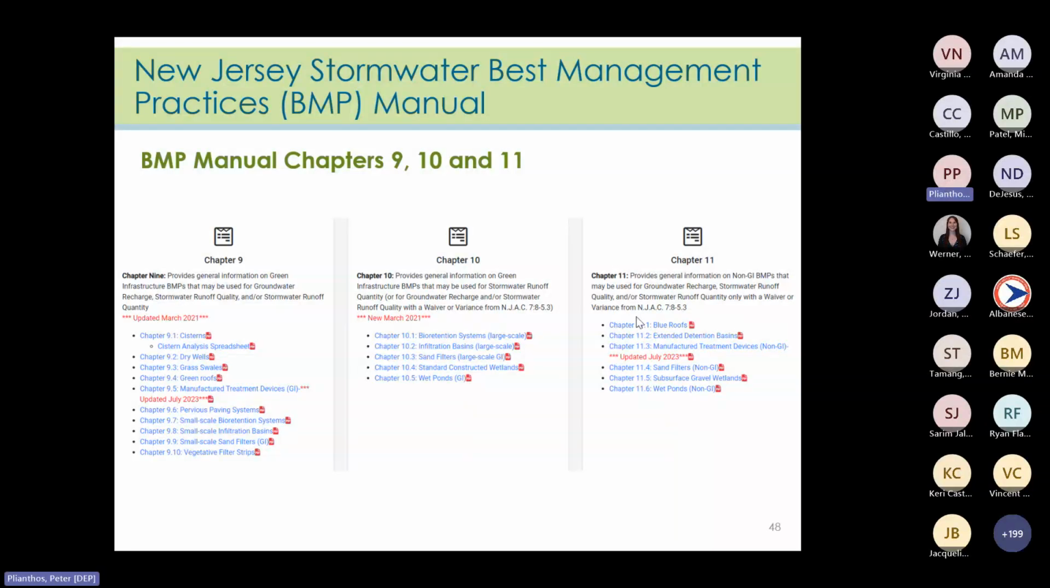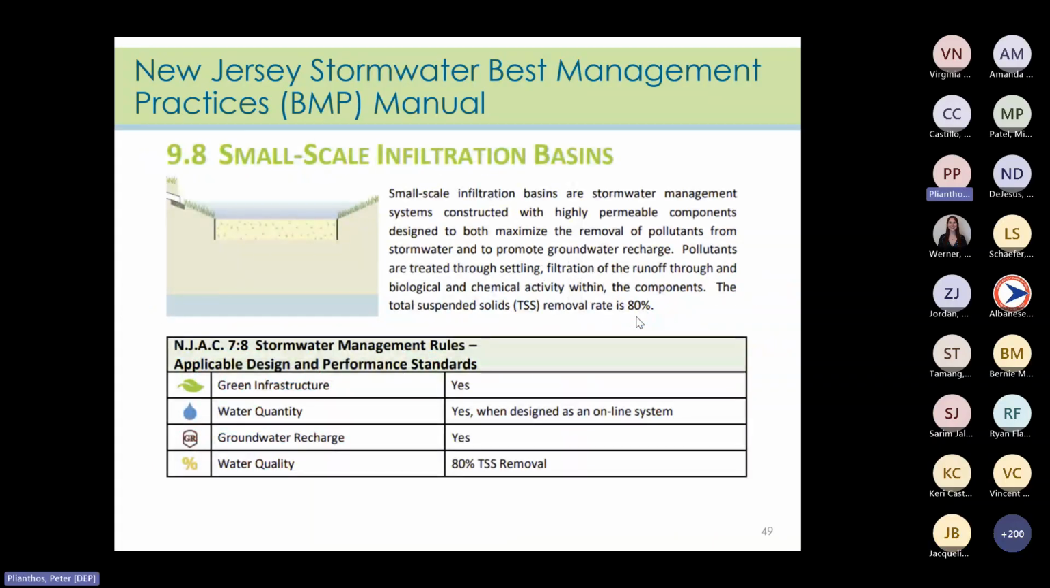Next, we'll take a look at an example cover page from a BMP chapter. As we said, Chapter 9 contains all of the GI-BMPs listed in Table 5-1. Shown here is the cover page from Chapter 9.8, which is for small-scale infiltration basins. And it's a typical example of the chapters for the various BMPs listed in subsection 5.3 of the rules.